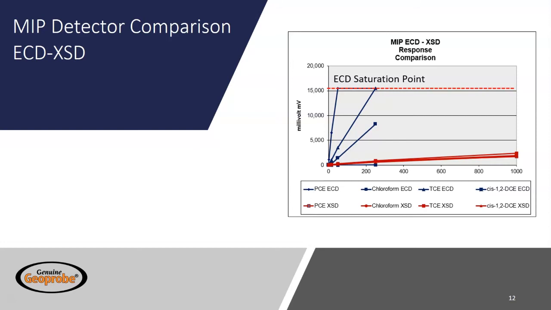This also shows how it can be very challenging using an ECD without the aid of a PID or XSD in a highly mixed solvent plume. That said, the ECD can be useful if the plume to be mapped is a single compound like PCE or TCE in lower concentrations with minimal degradation to its daughter products.